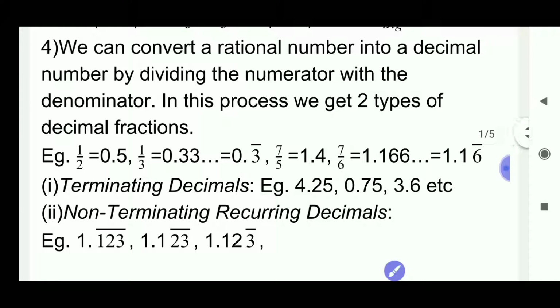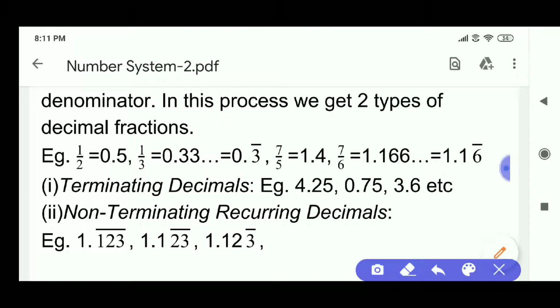Let us observe some decimal numbers. 1 by 2 is 0.5, 1 by 3 is 0.3333, and so on. The 3 repeats, so it is written as 0.3 bar. 7 by 5 is 1.4, 7 by 6 is 1.16666, and so on. It is written as 1.16 bar.